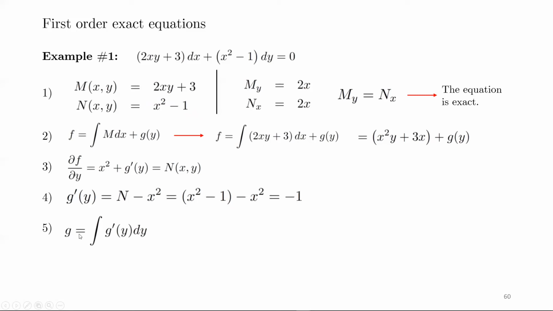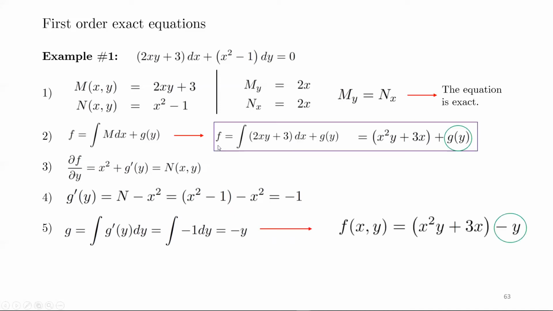So I can easily integrate this function g. The unknown function g is just the integral of g prime with respect to y, which is just the integral of negative 1 with respect to y, which of course is just negative y. So this unknown function g is now identified as simply negative y. So now I can use this previously unknown function g in my equation for f up the top here. Therefore, f of x, y equals x squared times y plus 3x plus the unknown function g, which we now know is negative y.